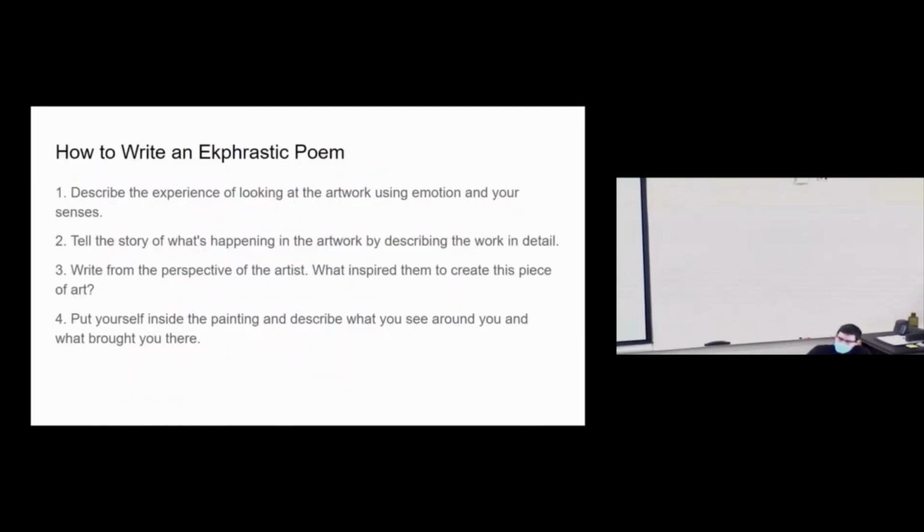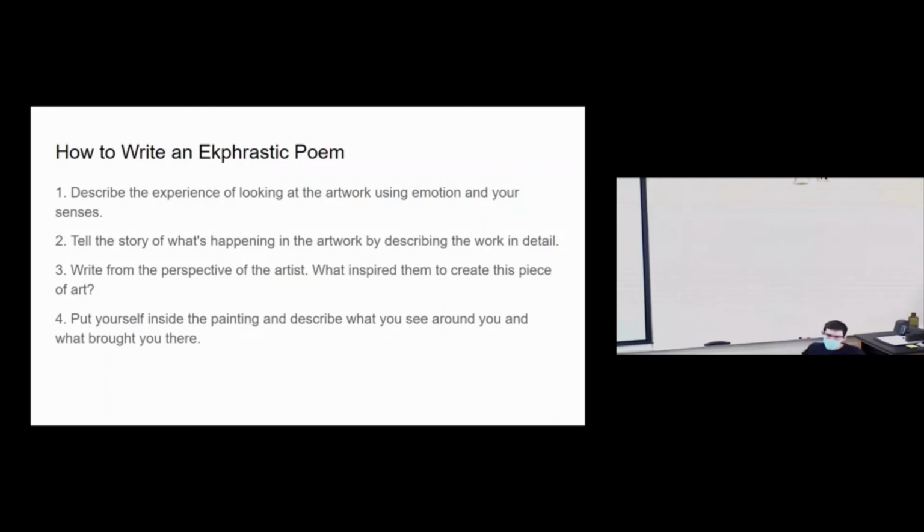So we are about to do our prompts. I have a few paintings selected for you guys. And before we look at the paintings, I just want you to review the 4 ways that you can write an ekphrastic poem. The first way is by describing the experience you are feeling in looking at an artwork. And that's pretty straightforward. The second is to tell the story of what's happening in the artwork by describing the work in detail. The third is to adopt the perspective of the artist and pretend that you're the artist and write from their mindset. And the fourth is to put yourself inside a painting and describe what you see around you and what brought you here. Does everyone pretty much have that down?